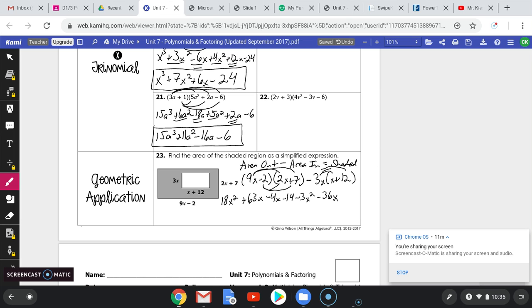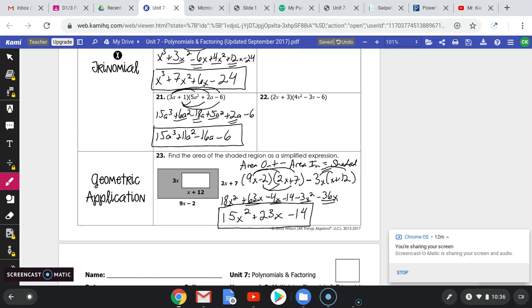And then here it's just a matter of combining like terms. So combine all the x squared terms, which is going to be 15x squared. 63x minus 4x minus 36x. So I would have, what is that, 23x? And then minus 14. And that's it. Like I said, you're not solving for anything here. You're just making it in the simplified form.